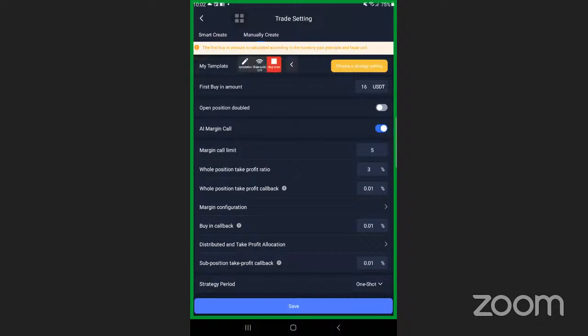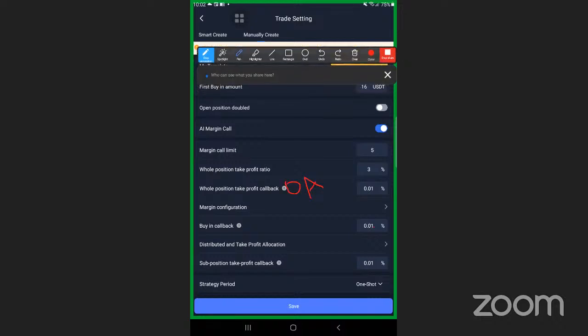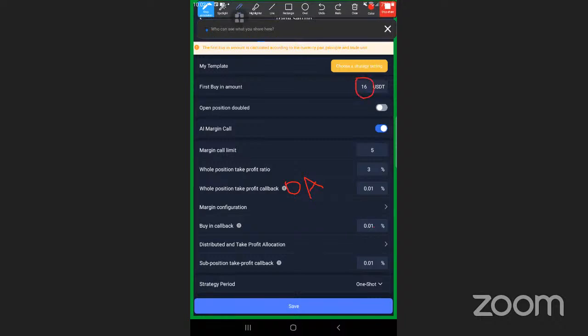So this is how it is set on the first page. Now let me demonstrate here and explain whole position take profit callback. Our robot enters on point A, okay, with $16. When it enters at point A with $16, if the price goes up after it has entered, the price might be going up this way. This is point A entering with $16.